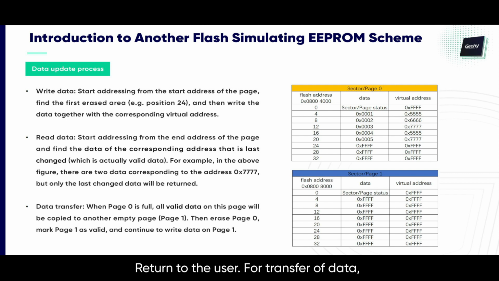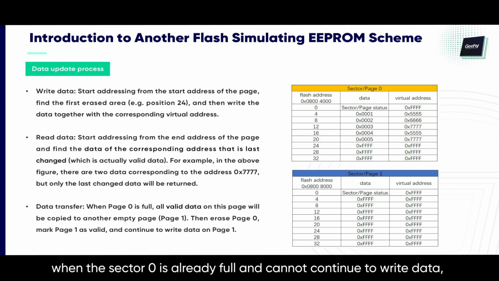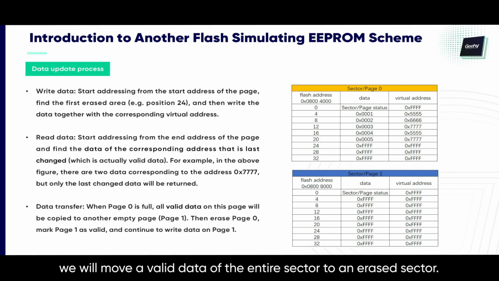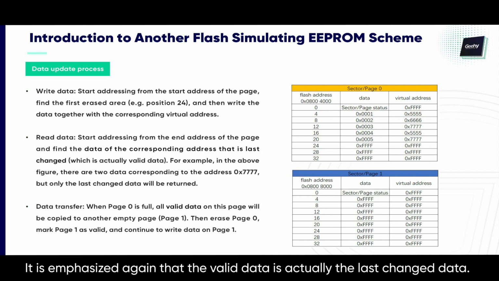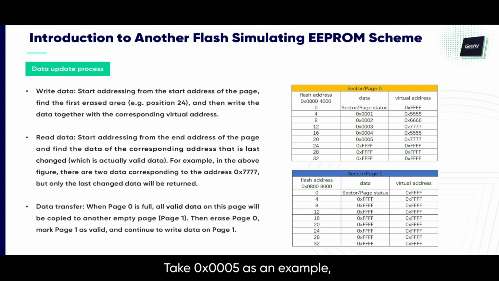Return to the user. For transfer of data, when sector 0 is already full and cannot continue to write data, we will move the valid data of the entire sector to an erased sector. It is emphasized again that the valid data is actually the last changed data. Take 0x0005 as an example. The virtual address is 7777, rather than this data.